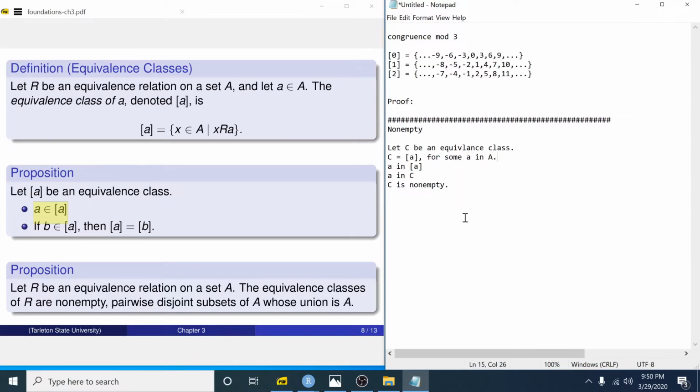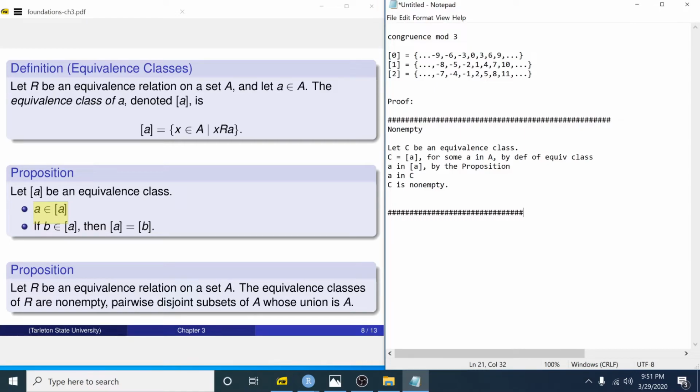Basically, I didn't put in all my justifications here. So let C be an equivalence class. C is equal to bracket A for some A in A. This is by definition of equivalence class. A is in bracket A. This is by the proposition that we have here on this slide. A is in C, that follows immediately from the previous few lines, and C is non-empty, basically by the definition of the empty set. So we are done with this part of the proof.